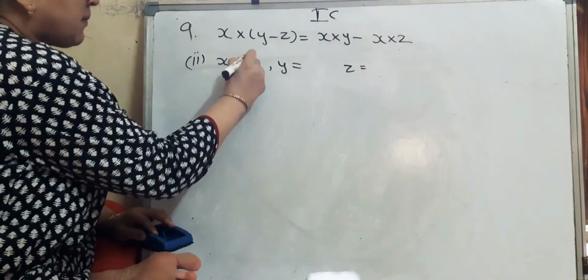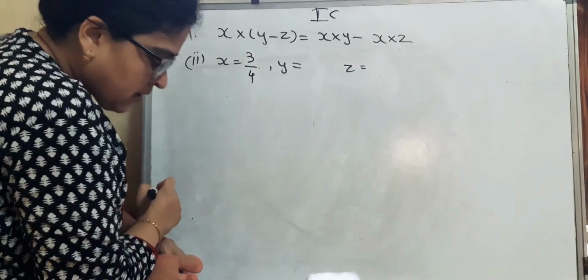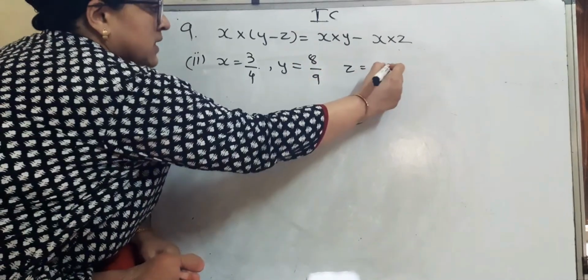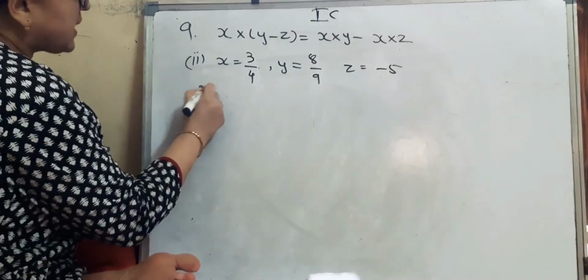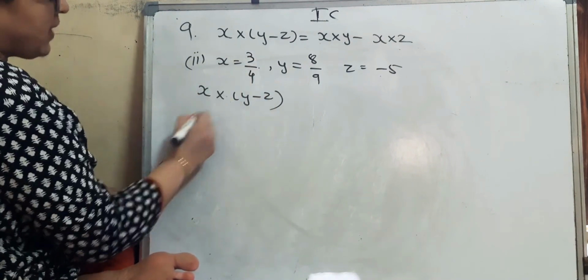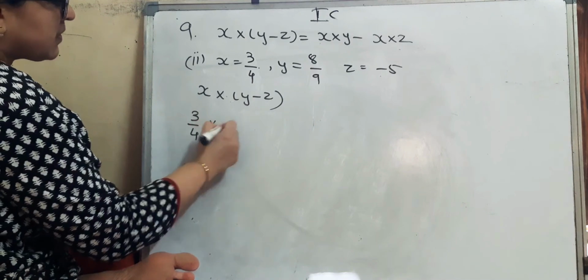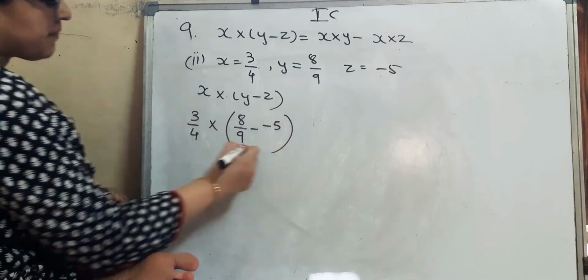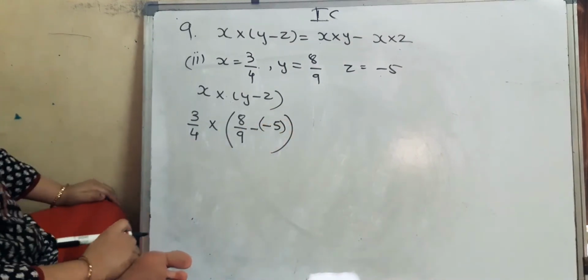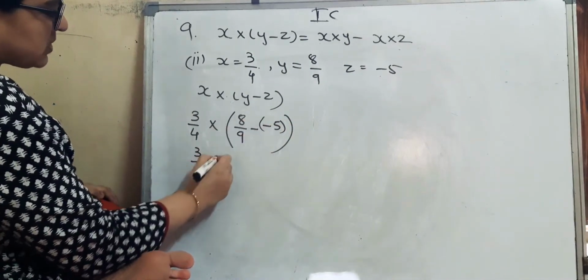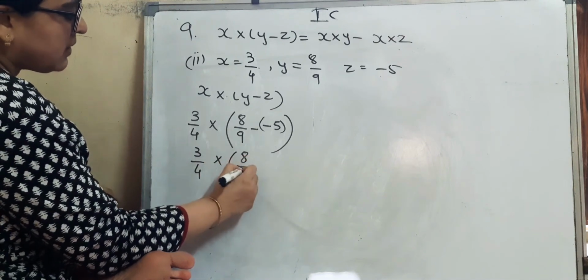x is equal to 3/4, y is equal to 8/9 and z is equal to -5. So first is x into (y minus z). The value of x is 3/4, the value of y is 8/9, minus 5. Now this minus will become plus. So 8/9 plus 5.